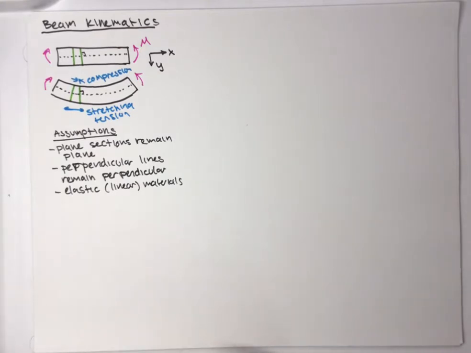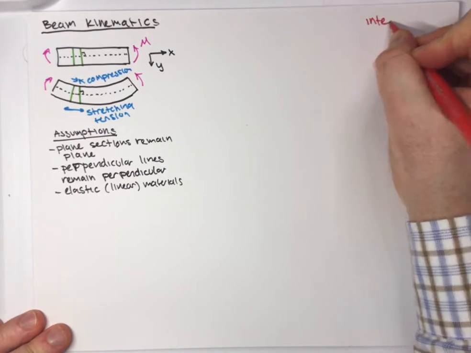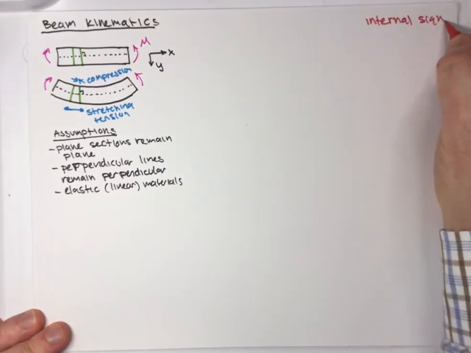And the last thing that we kind of need when we're talking about anything, including beams, is our sign convention. So let's draw a little picture up here. This is an important aside here. So this is our internal sign convention.